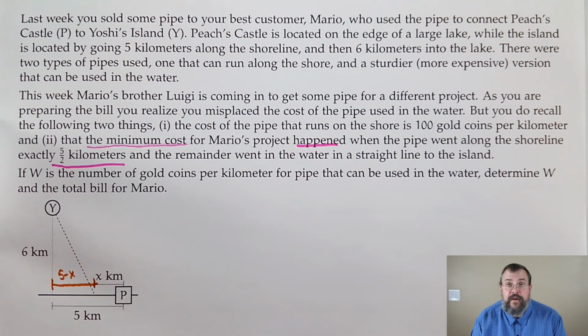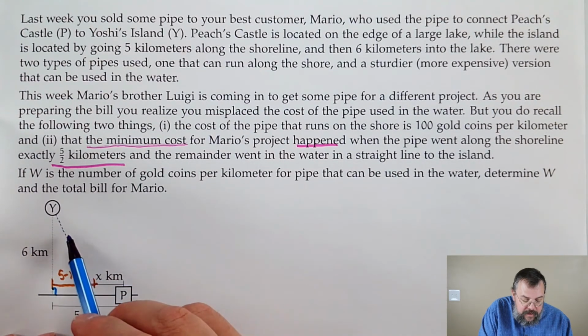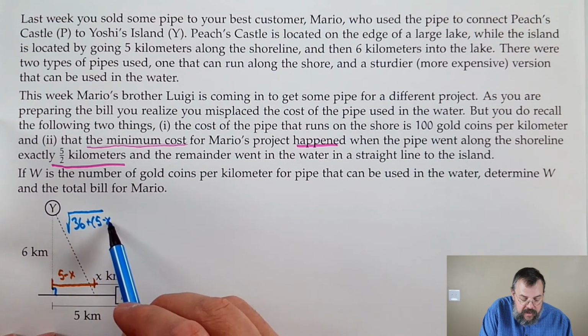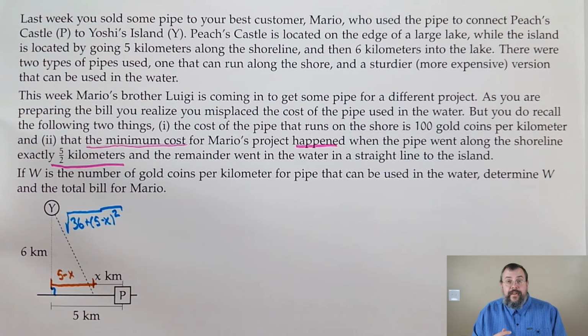In fact, we can continue helping ourselves here. If this here is 5 minus x, and this is 6, notice I have a triangle. And it's not just any kind of triangle, it's a right triangle. So we can use the Pythagorean theorem. Let's figure out the length of this side. It would be the square root of this side squared, 36, plus that side squared, which is (5 minus x) squared. That's the length of the amount of pipe that goes through the water. So you give us a value for x, and we can say how much pipe needs to be used in the water.